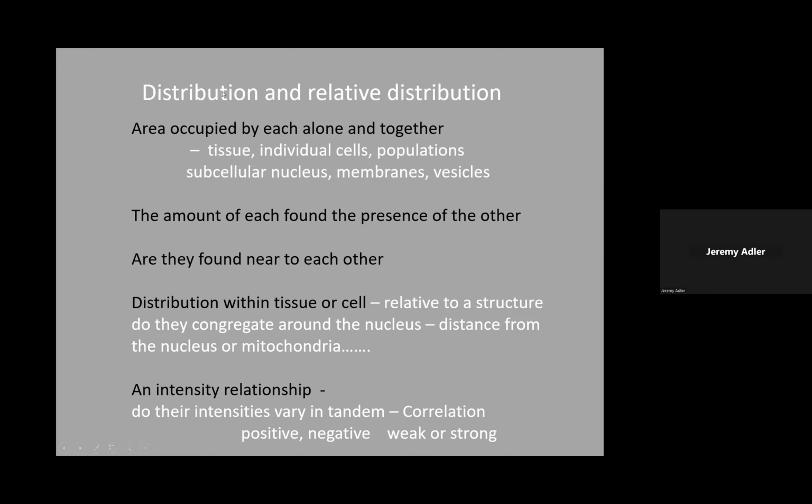So the kind of questions, overall, we're looking at distribution and relative distribution. So we might, at its simplest, measure the area occupied by each fluorophore alone, and then the area that they have in common, simply as a fraction of the total image or something related to that. We might move slightly more upscale by saying we could look at the amount of each fluorophore that is found in the presence of the other. That's moving from simply counting pixels to looking at the total amount of fluorophore.